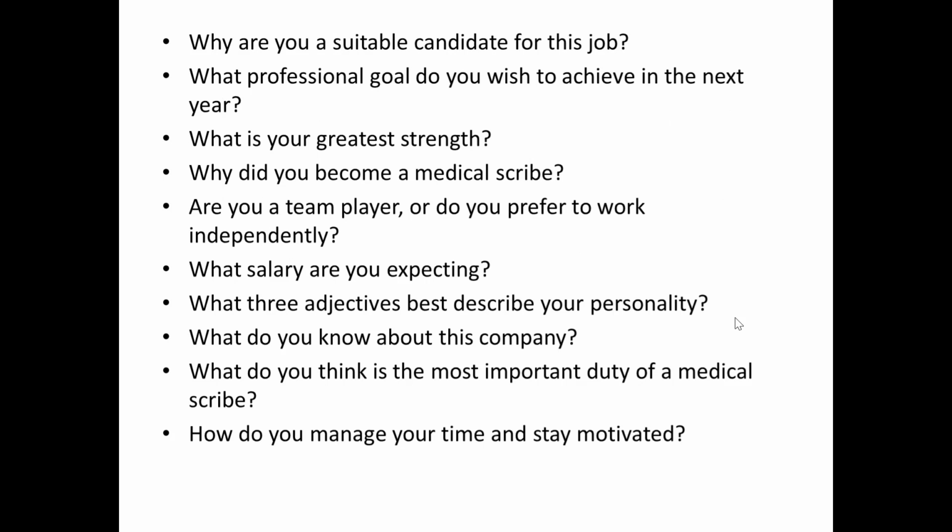So these are questions like why you're a suitable candidate, your professional goal, what's your strength, why you want to become a medical scribe, are you a team player, what you're expecting, your personality, and definitely what you know about the company, what you think is the most important duty of the medical scribe, and how you will manage your time and stay motivated. Okay, so these are general questions. I mean, there can be some pluses and minuses, but these are general questions.